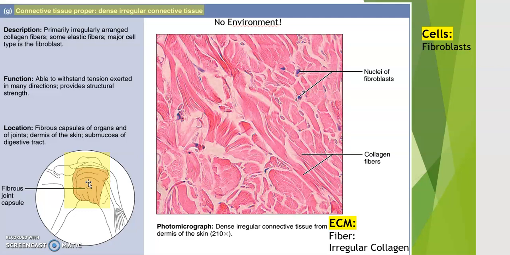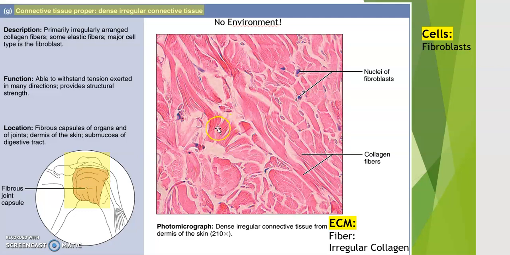So this is a fibrous joint capsule that could be around the shoulder, a joint capsule, not necessarily a ligament or a tendon, but a joint capsule that can be around the shoulder or around the knee. This is dense, irregular connective tissue for all the different movement and all the different angles.